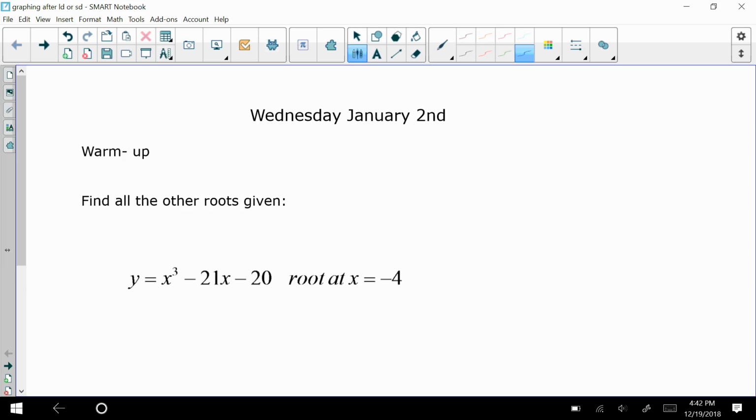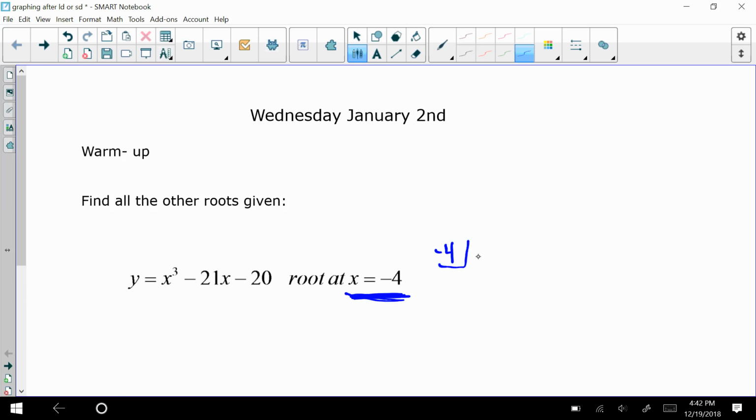So first, before we went on break, you were doing long division. We have what we call a polynomial. This is a third degree polynomial. And my instructions are going to be, find me the other roots if I tell you one of them is at -4. So you have two options.